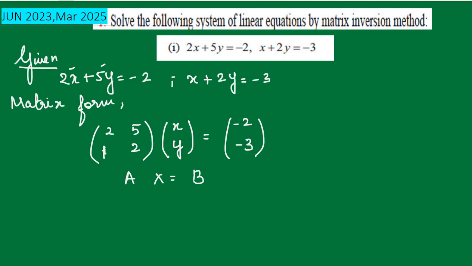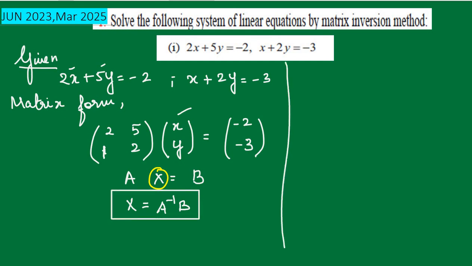Now in order to find this X matrix, I multiply both the sides by A inverse, pre-multiply by A inverse on both the sides. We get X matrix is equal to A inverse into B, and therefore to find A inverse we have to find the value of determinant of A. So determinant of A is equal to determinant of 2 5 1 2, which is equal to 4 minus 5 is equal to minus 1, not equal to 0.